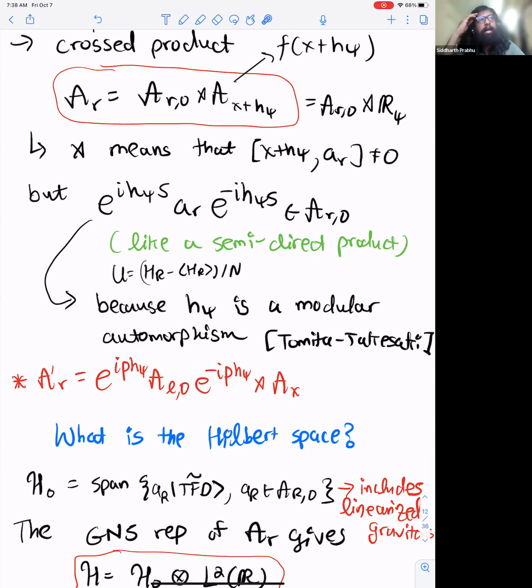So there the large n algebra was just what you're calling AR0, and then the finite n algebra was the cross product algebra. But here you're saying the large n algebra itself can be written as the cross product. Exactly. I see. Okay. Oh, cool. Thanks.